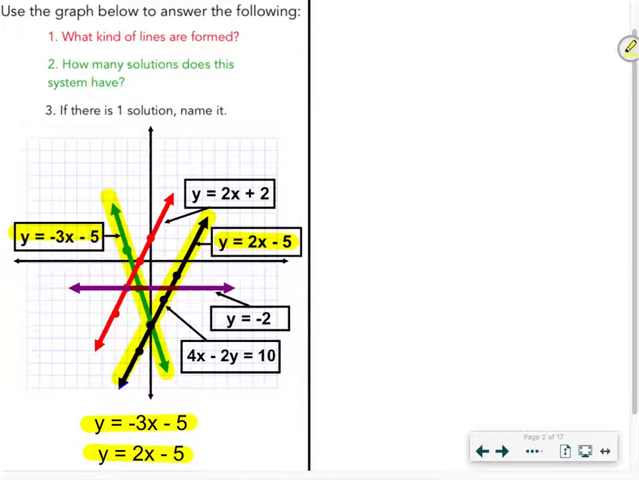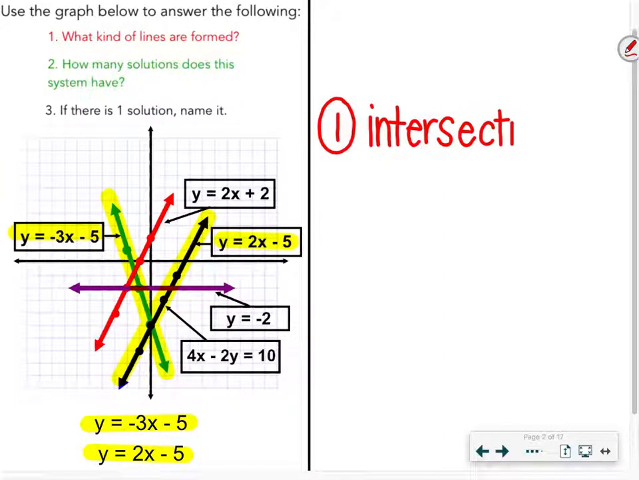What I want to look at now is what these two highlighted lines are doing. Number one, what kind of lines are formed? When two lines like this cross, they are intersecting. So for number one, you write intersecting. Second question, how many solutions does this system have? Two lines that intersect cross each other one time.